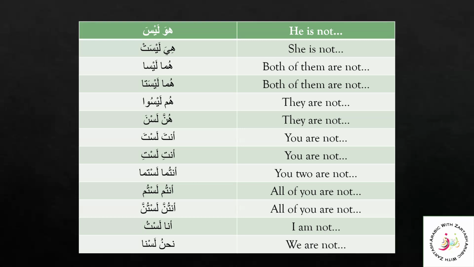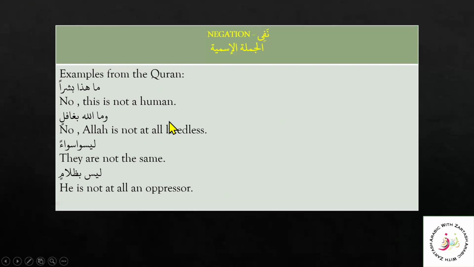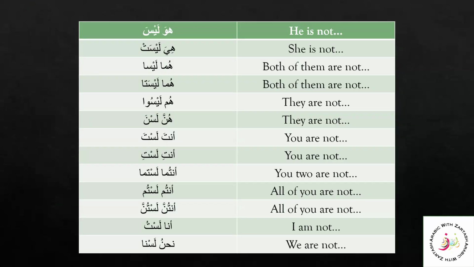We'll see that here, laysat. We can see the ya here, huma laysa. Again, the ya here, huma laysata. Hum laysu, that we saw in the example, laysu sawa'an. Then we have hunna lasna. Now here you can see the dropping of the ya. After the hunna lasna, anta lasta. You're not. Anti lasti. You're not. So you can see here the feminine.